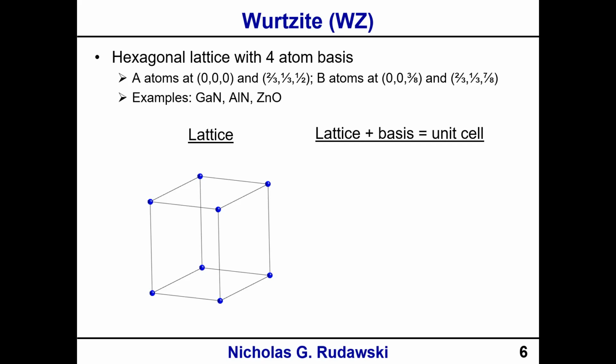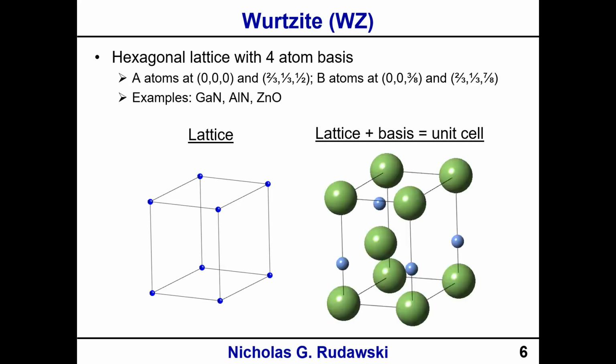So probably the most common material when we think of wurtzite is gallium nitride, but there's plenty of materials that take this structure. And again, it's a compound, right? Because you've got A and B. You have aluminum nitride, you have zinc oxide. You know, there's a long list of these. Okay, so there's our hexagonal lattice, and there's our lattice plus basis gives us a unit cell.